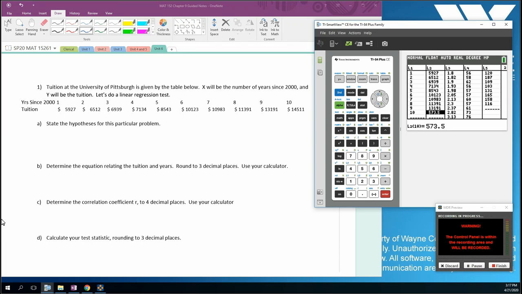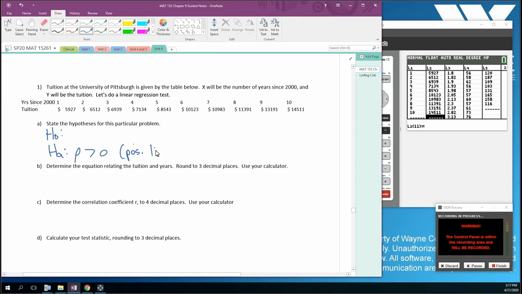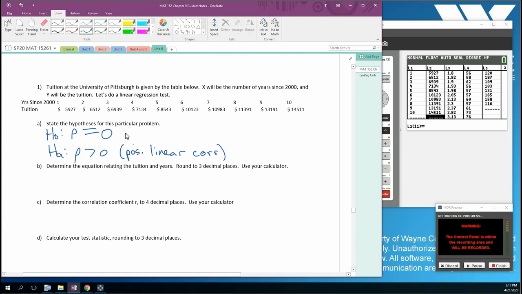So this goes from 2000 to 2010, or 2001 rather. So we think that this is just going to be a one-tailed test. So we think there is a positive linear correlation. And for the null, there would be no linear correlation. So that's what we'll get here.